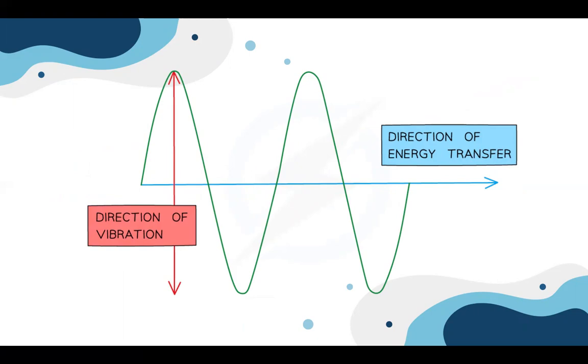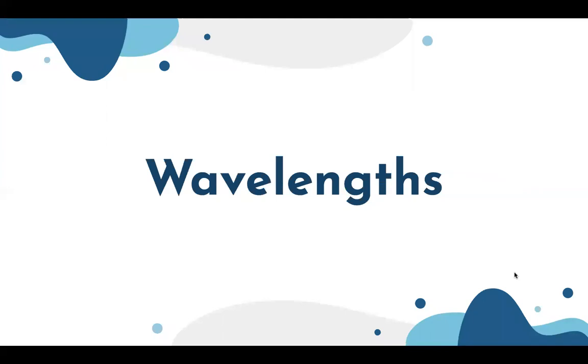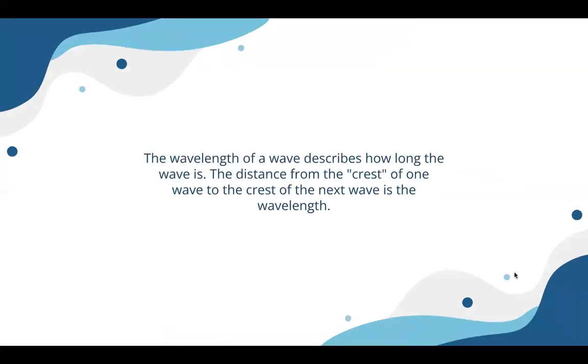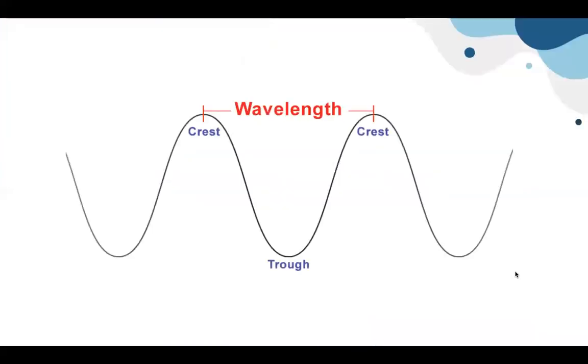Now, if we want to study waves, we should know about its wavelength. The wavelength of a wave describes how long the wave is. The distance from the crest, the top part of one wave, to the crest of the next wave is the wavelength. And we can also measure it from the trough, the bottom part of one wave, to the trough of the next wave, and get the same value for the wavelength.